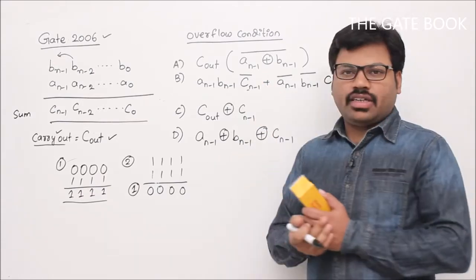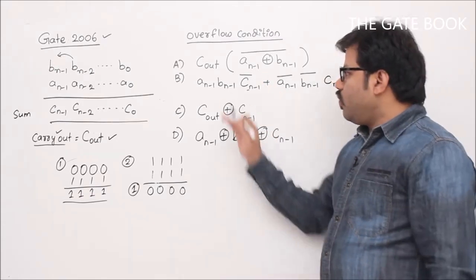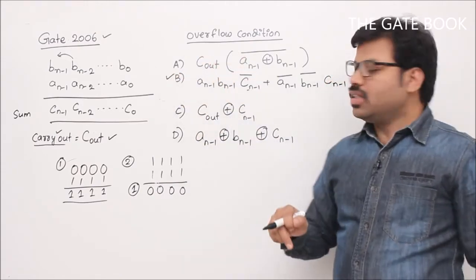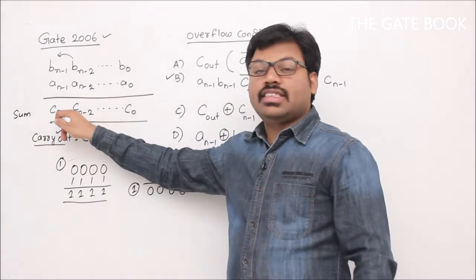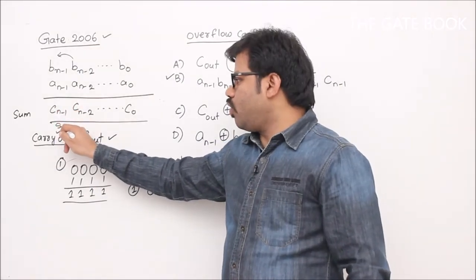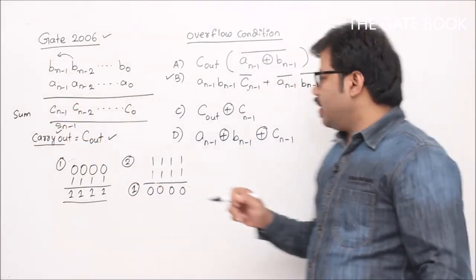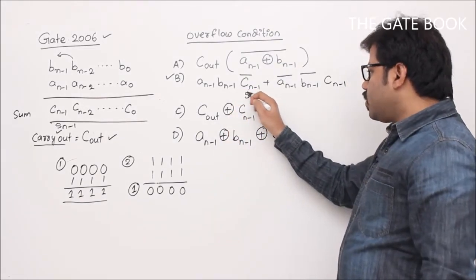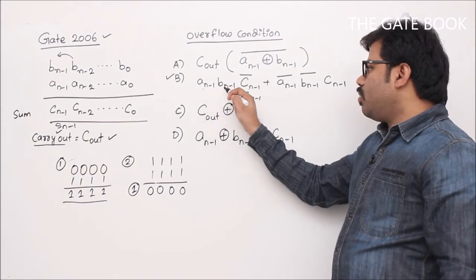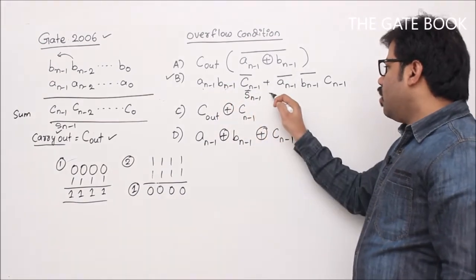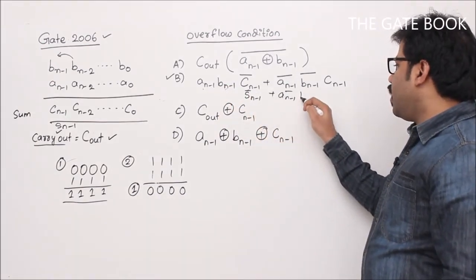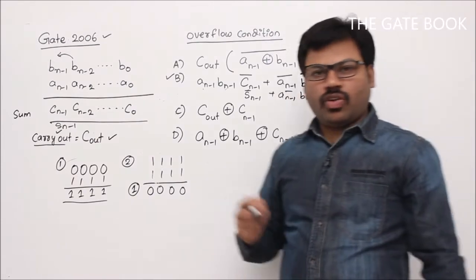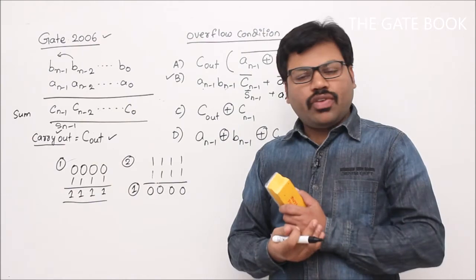Now, sir, how to answer it? Don't worry. Even if you don't have the options, actually option B is correct, because Cn minus 1 is what? Sn minus 1 in our discussion. Already I told you one more overflow condition while discussing the concept. What was that? Cn minus 1 is Sn minus 1. One more condition is An minus 1 Bn minus 1 Sn minus 1 bar plus An minus 1 bar Bn minus 1 bar Sn minus 1, which is also an overflow condition. Okay, of course. But sir, we don't remember it.